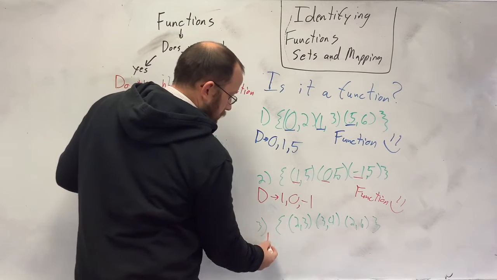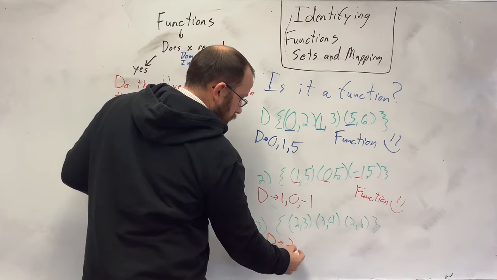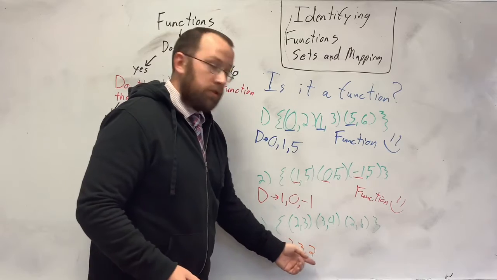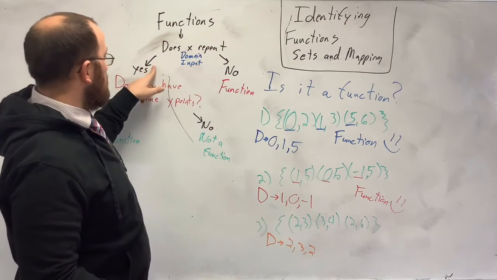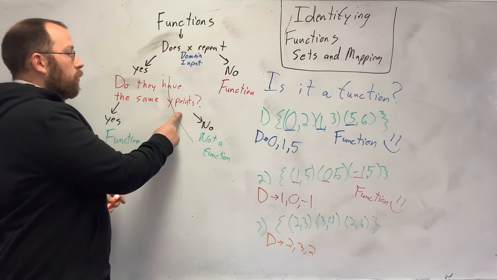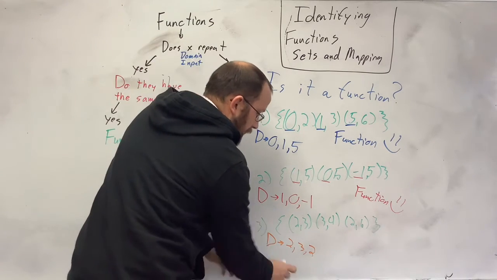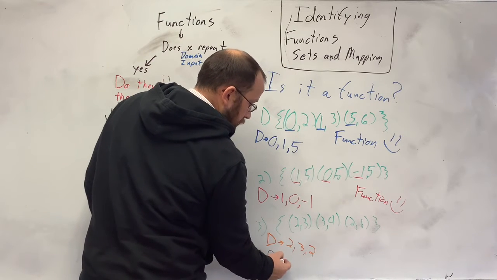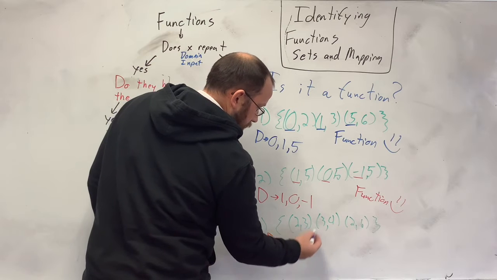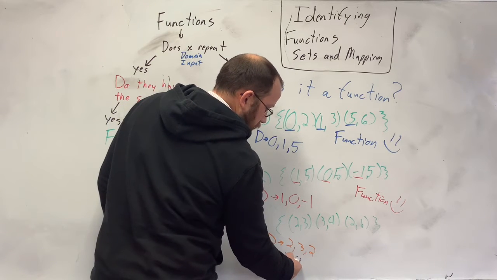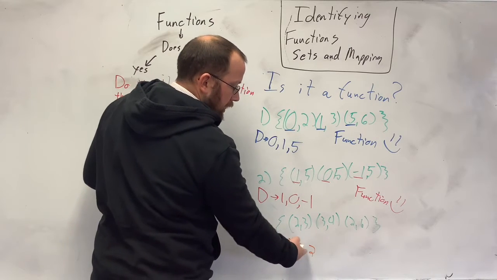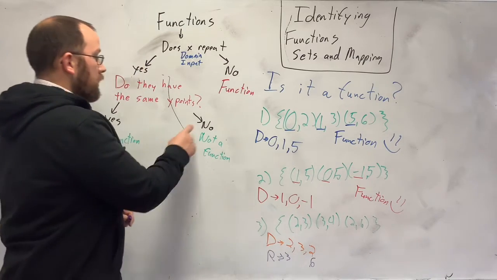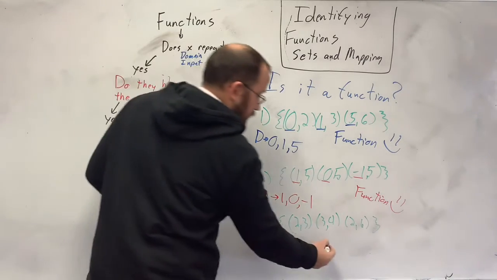All right, and down here, let's do our domain here. 2, 3, and 2. All right, now we're getting somewhere. The x's do repeat. So yes, they do repeat. Do they have the same y points? So now I have to do my range. So this 2 has a 3, all right? And that has a 4. And no, I don't have to do what the 3 is. All I have to do is look at what the 2 is, and it's a 6. So are 3 and 6 the same thing? No, it's not a function.